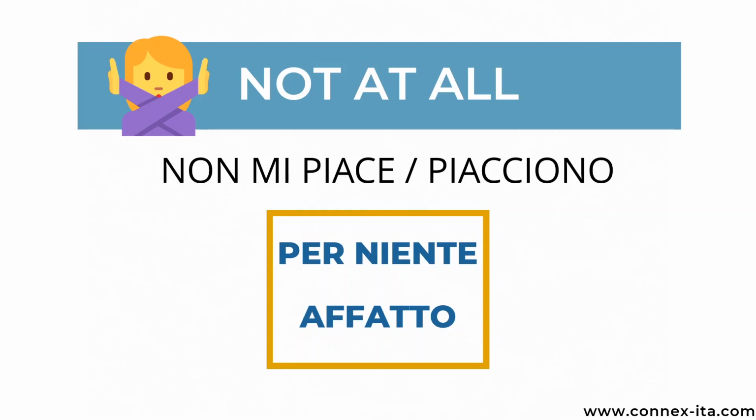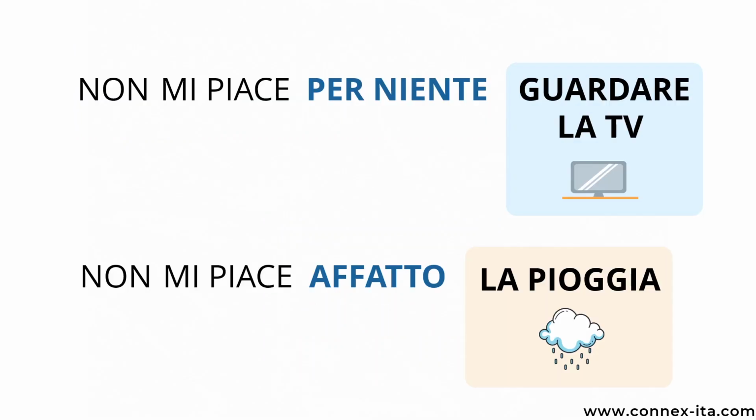While if you don't like something at all, you can use the expressions per niente or affatto. The first one, per niente, is more common in the spoken language than the second one. For instance, non mi piace per niente guardare la TV. Non mi piace affatto la pioggia. The first phrase is for saying that I don't enjoy watching the TV at all, while the second one is for saying that I don't like the rain whatsoever.